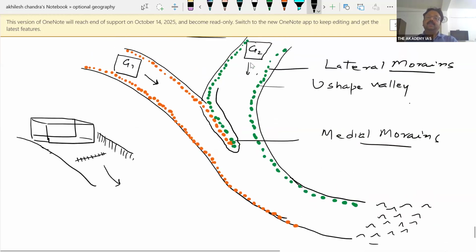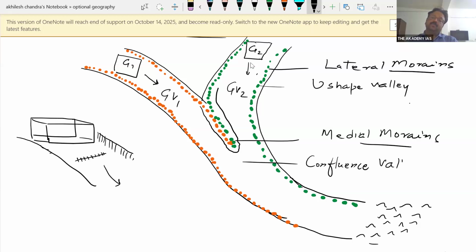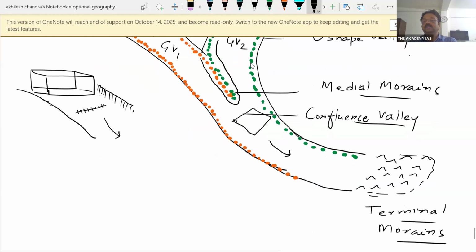So this is Glacier Valley 1. This is Glacier Valley 2. Here both the glaciers are meeting with each other. That is called confluence. Just like in a river, children, there is a confluence, a confluence valley. And both the glaciers meeting there become a bigger glacier and start moving down the hill. And ultimately they deposit this finest of all sediment in the valley, which is called terminal moraine. So once the glacier is in the valley, there is formation of terminal moraine, which is the finest of all soil.